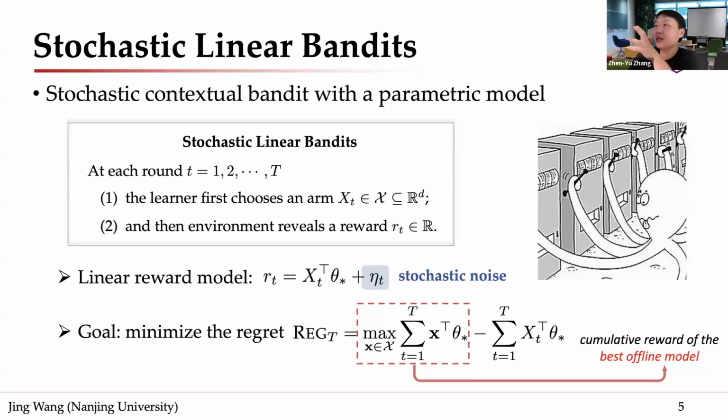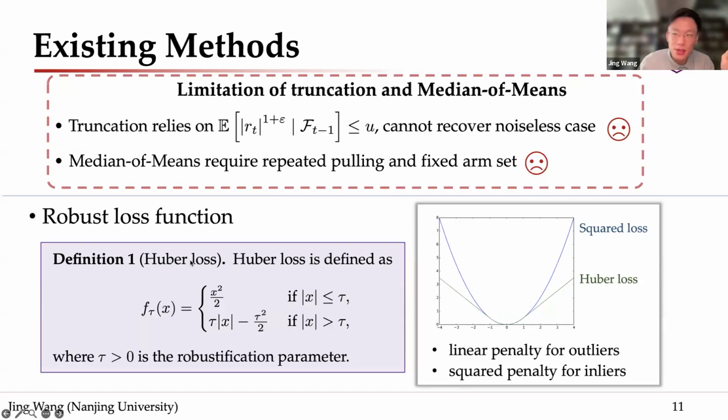Okay, maybe I have a more general question. Are there any other robust losses with properties similar to the Huber loss that can achieve comparable results in your setting? Great question. There's another famous robust loss function called Catoni, and there's also work published at ICML 2025 on the Catoni estimator for linear bandits.